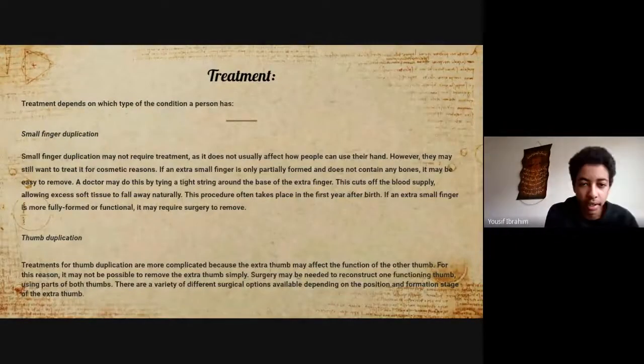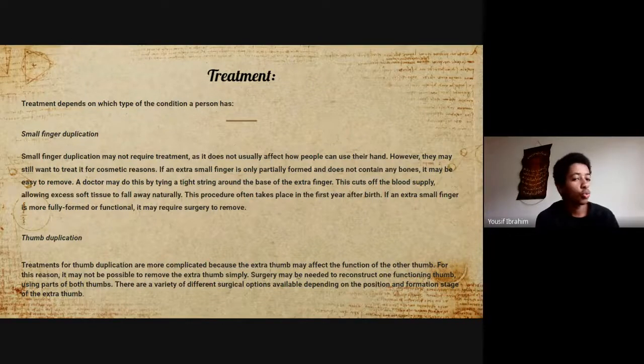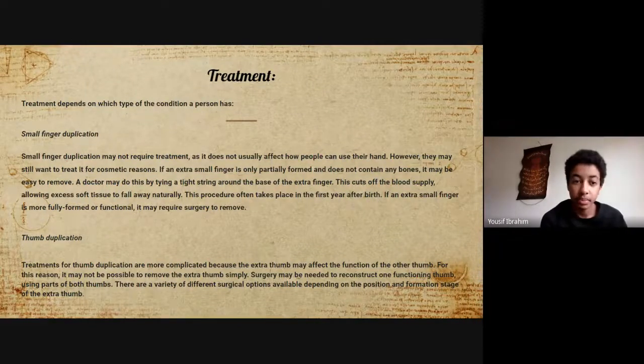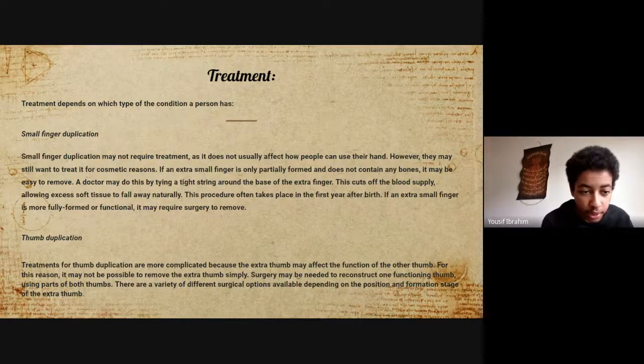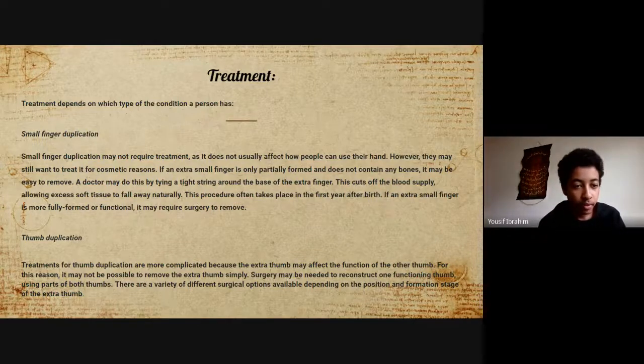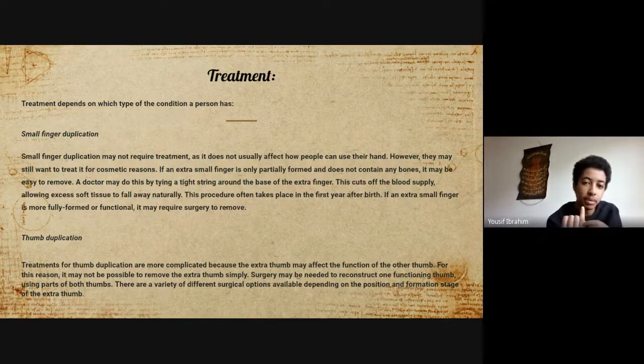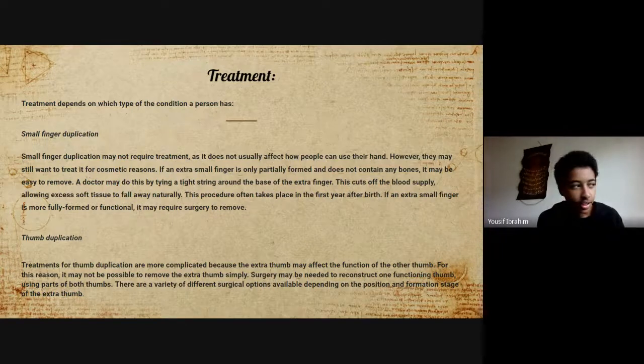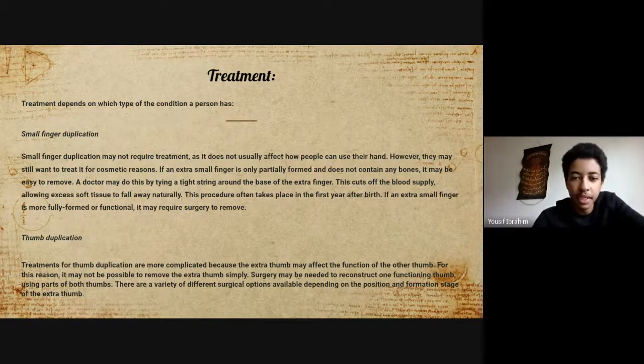Now, what kind of treatments are there? It really depends on what type of condition the person has. There's the small finger duplication and the thumb duplication. For the small finger duplication, you may not require treatment, as it does not usually affect how people can use their hand, because it's usually just a small appendage coming out from the pinky or the thumb. One of our great teachers has this; he has a small little appendage coming out from his pinky, but it's very minor.